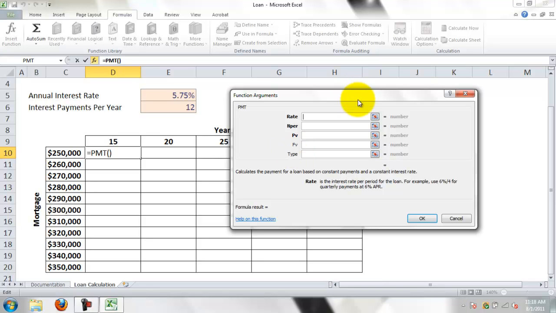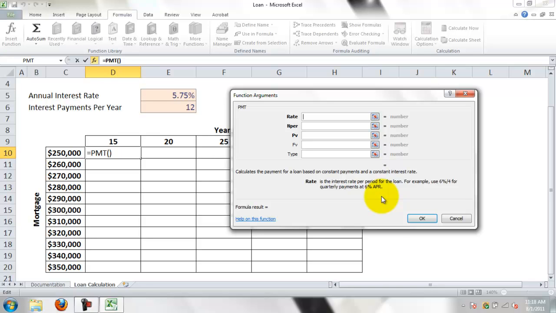So first, I need to type in the rate. I've got 5.75%, but I need to be careful that that's really what I want to type in here. Since I'm in the rate argument, I get this information at the bottom that gives me more information about what that means. It says rate is the interest rate per period for the loan. For example, use 6% divided by 4 for quarterly payments at 6% APR.